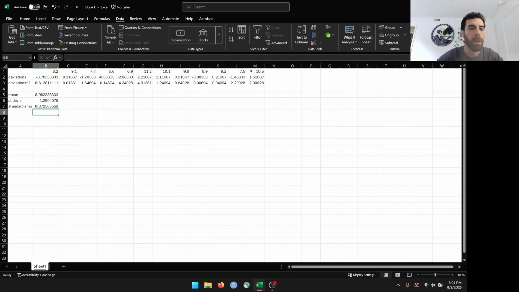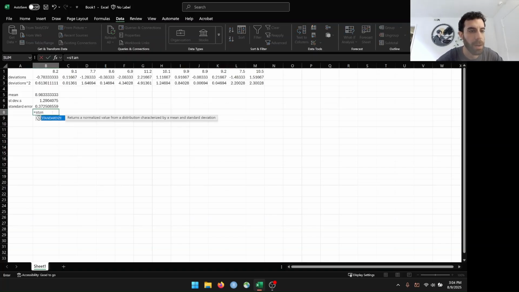And I wonder if Excel, okay, so this is our standard error, and I wonder if Excel has a formula for standard error. Doesn't look like it.